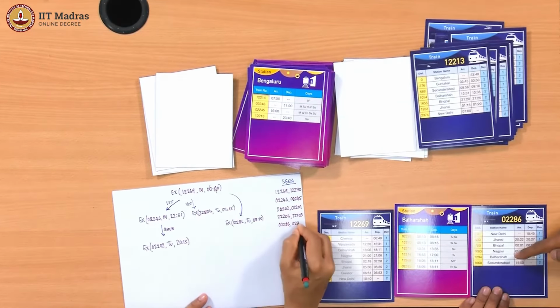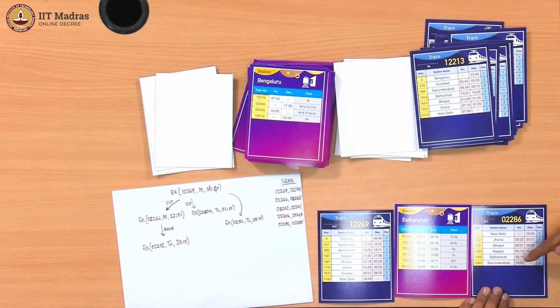So Balarsha is going to go back to Secunderabad. Right? Yeah, but it's okay. It's a different train. That's right. It's a different train. Correct. We don't have a problem going back to Secunderabad.